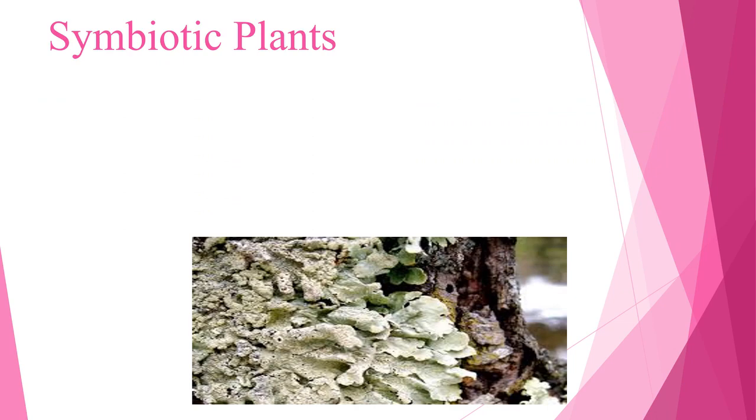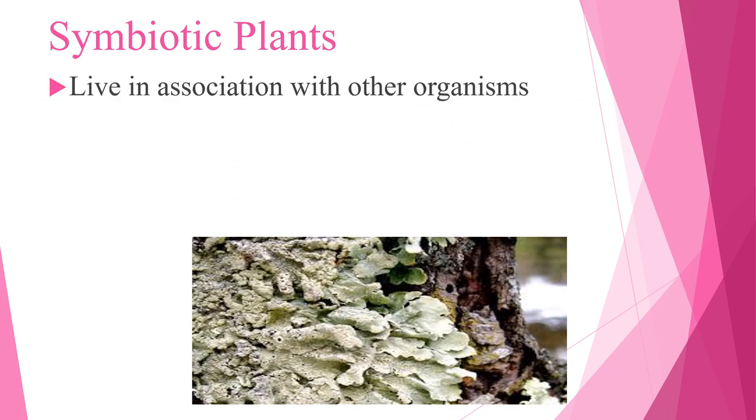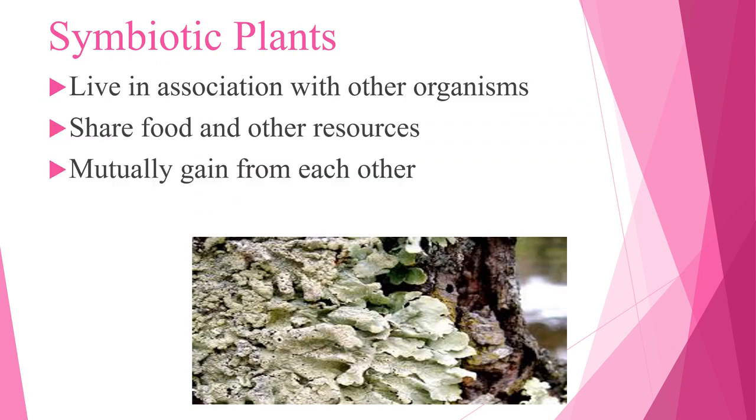Symbiotic plants. Symbiotic plants are plants which live in association with other organisms. They share food and other resources. They mutually gain from each other. This relationship is called symbiosis. The examples for symbiotic plants are lichens and rhizobium bacteria.